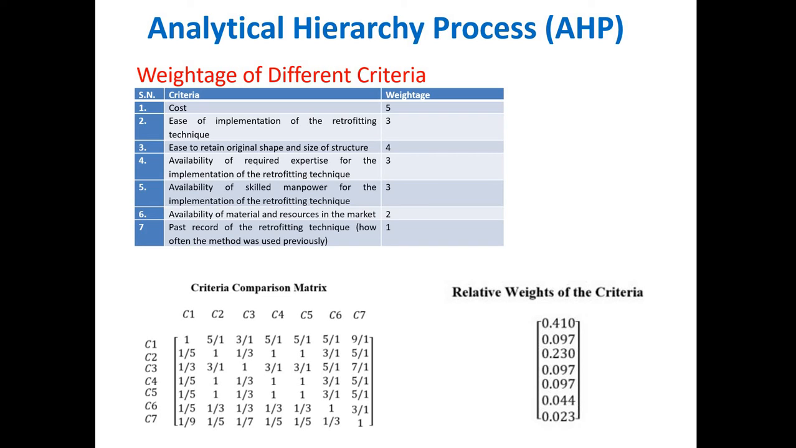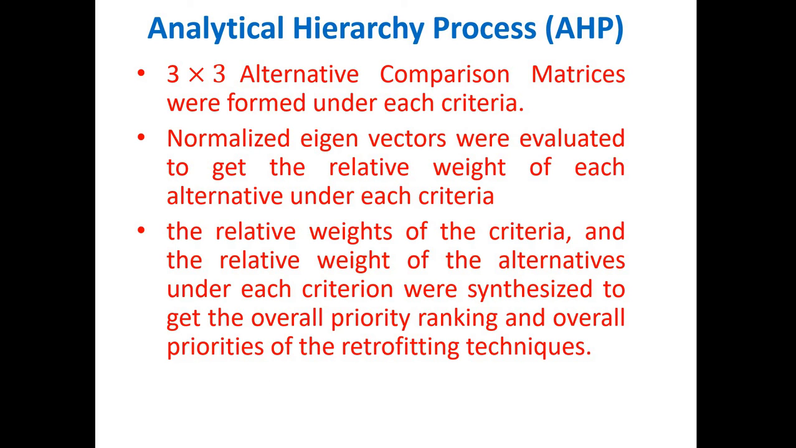The normalized eigenvector was evaluated to get the relative weights of the criteria. To find the eigenvector, first the criteria comparison matrix was multiplied by itself, and then the elements of each row were summed up to get the vector. The eigenvector was then normalized by dividing each element by the sum of the elements. Now, by a similar procedure, seven 3x3 alternative comparison matrices were also formed, and the normalized eigenvectors were also evaluated.